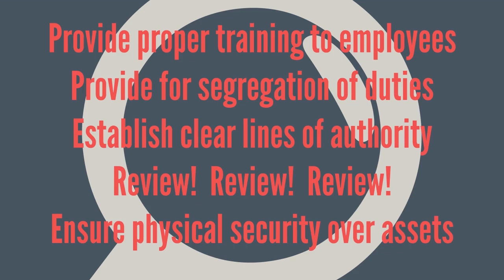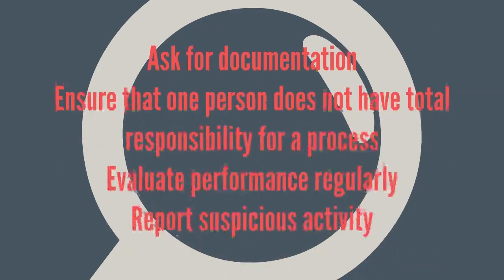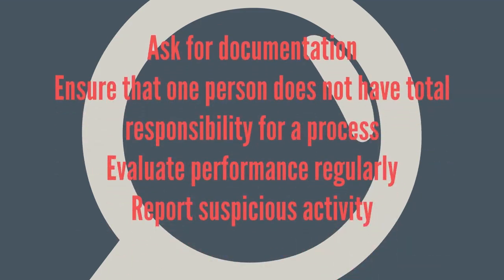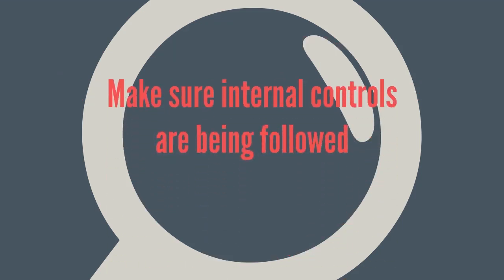Establish clear lines of authority. Review, and ensure physical security over assets. Ask for documentation. Ensure that one person does not have total responsibility for a process. Evaluate performance regularly. Report suspicious activity. And finally, make sure internal controls are followed.